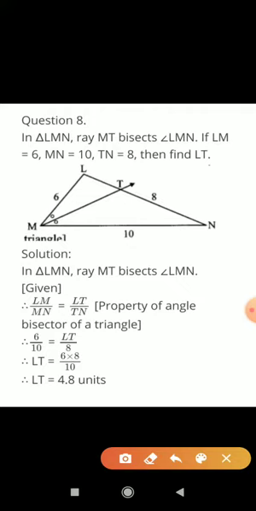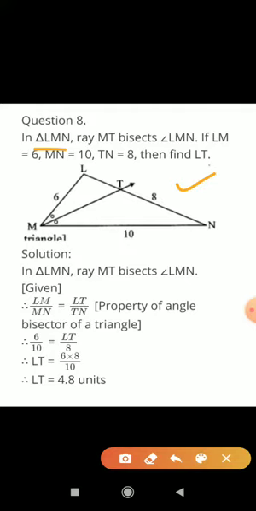Here in triangle LMN, ray MT bisects angle LMN. If LM is equal to 6, MN is equal to 10, TN is equal to 8, then find LT. Okay, now see, it is a very simple question based on the angle bisector theorem.